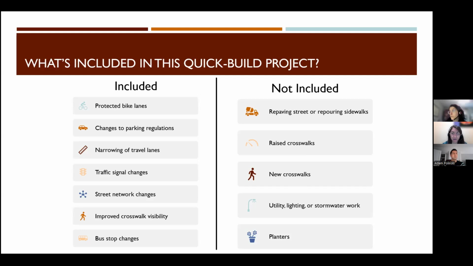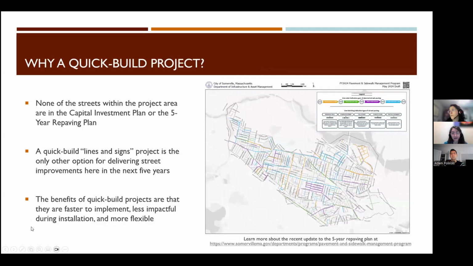What we aren't able to do is repave the street or repour sidewalks. We won't be installing raised crosswalks or new crosswalks. We won't be doing any utility, lighting, or stormwater work. Because again, we're not able to do any major construction. We'll only be able to use quick build improvements, so primarily your paint and signs and traffic signal improvements.